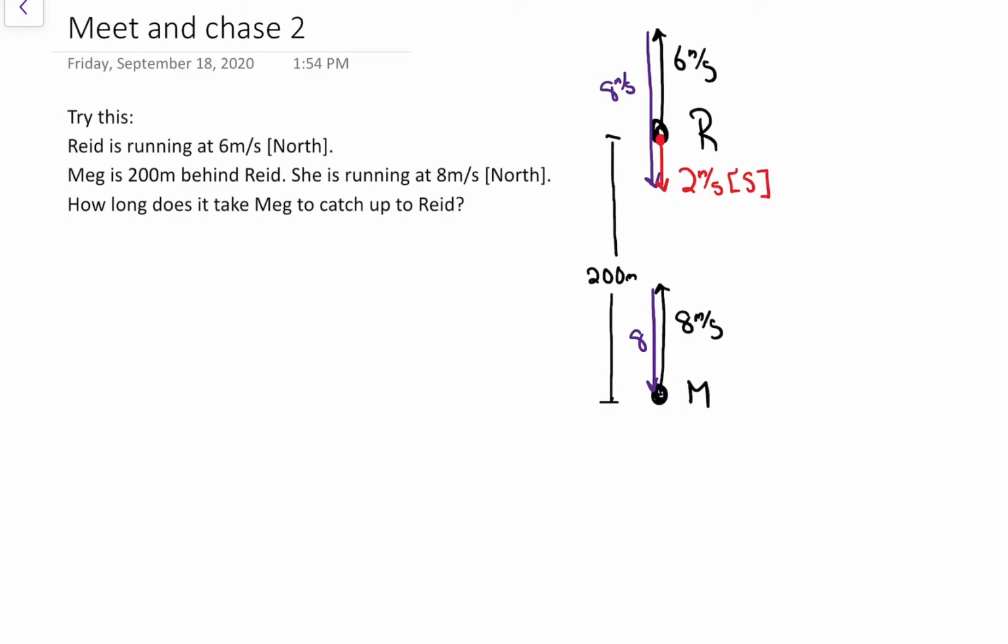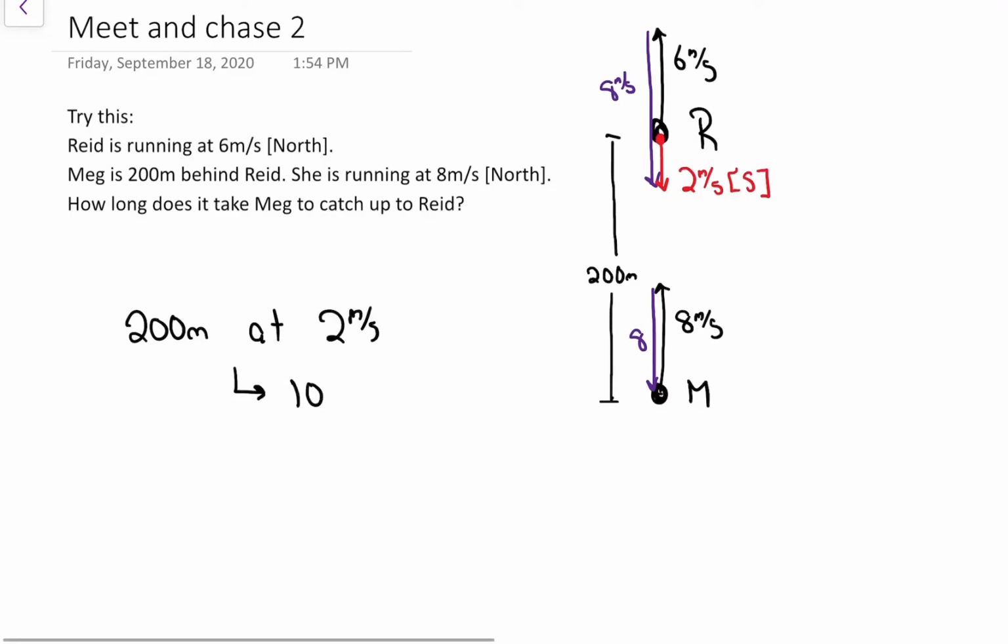That is math we can do trivially. Is that a word? Trivial math. 200 meters at 2 meters per second means it's going to take 100 seconds. That takes care of the how long.